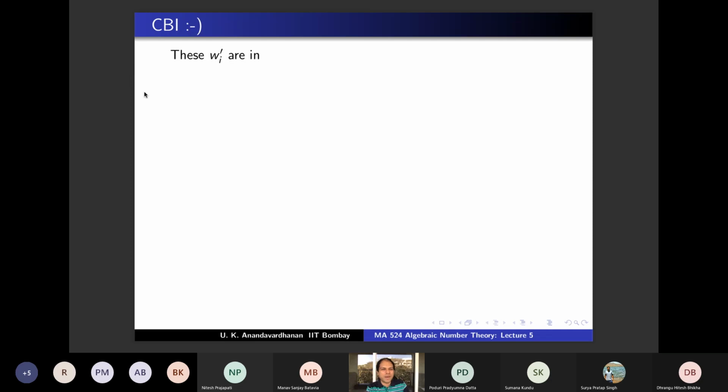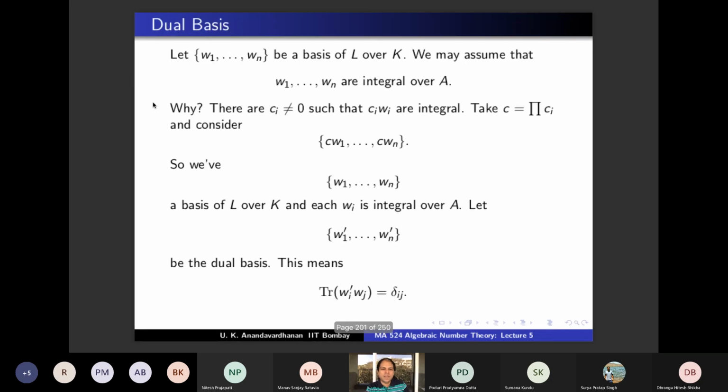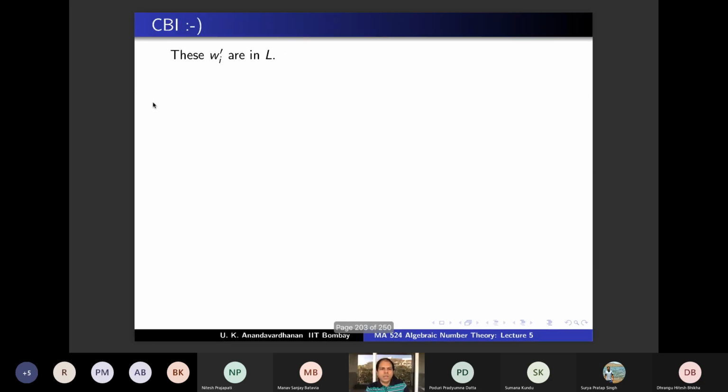So these Wi prime are where? Where are these elements? They are in L, right? It's a basis for L over K. So Wi prime are in L. Nothing more you can say.